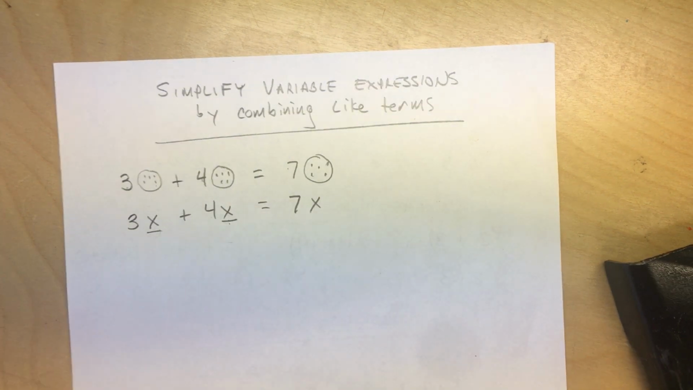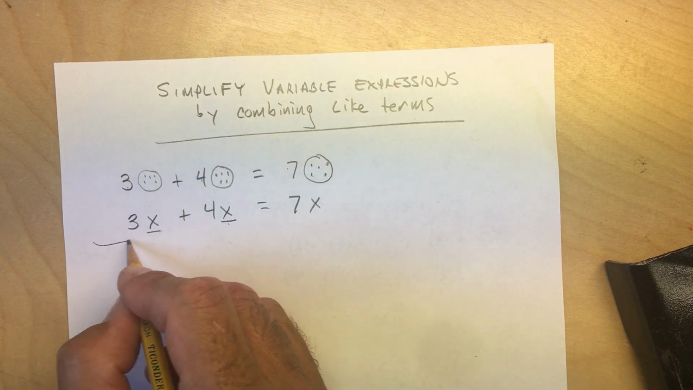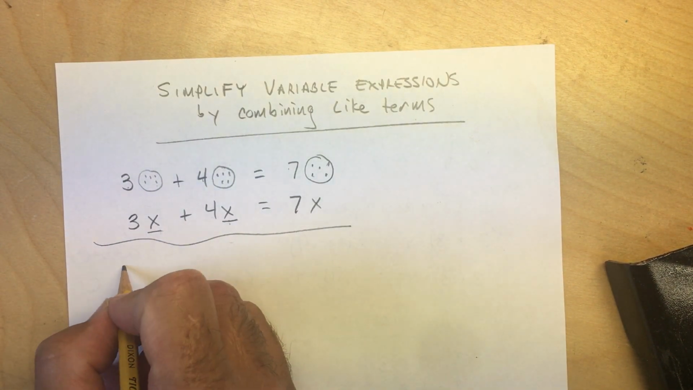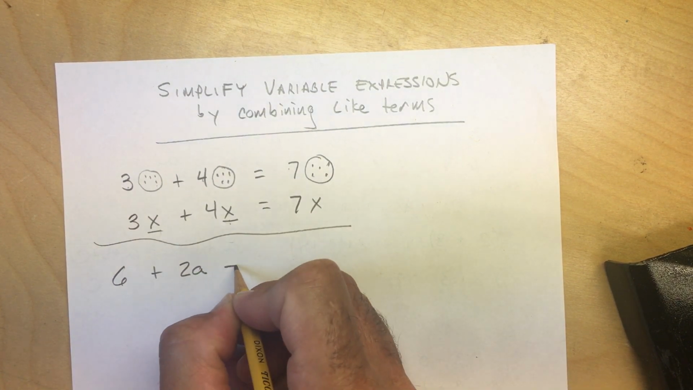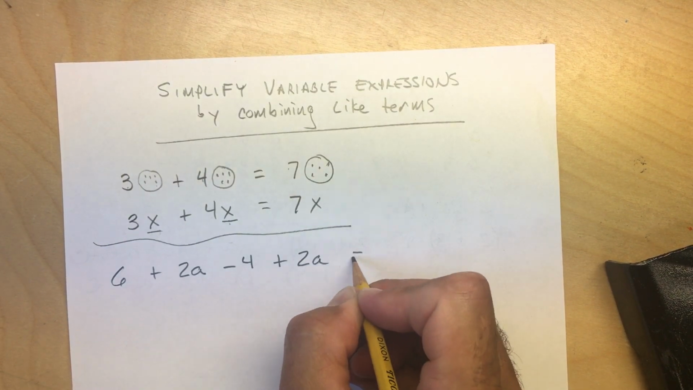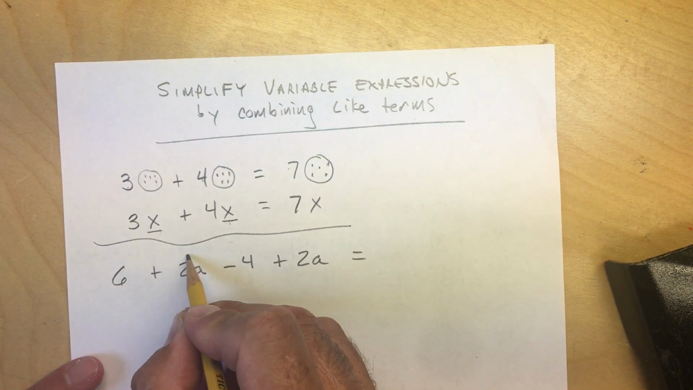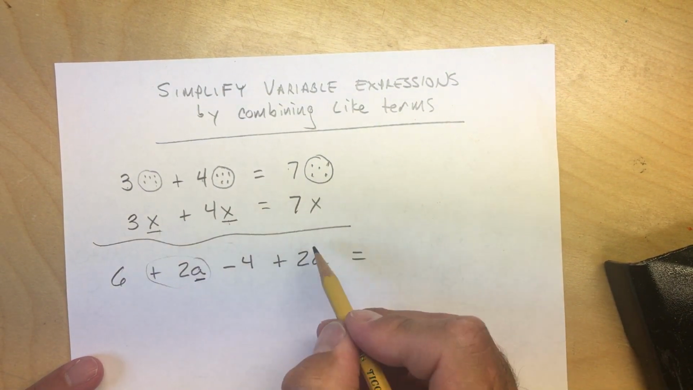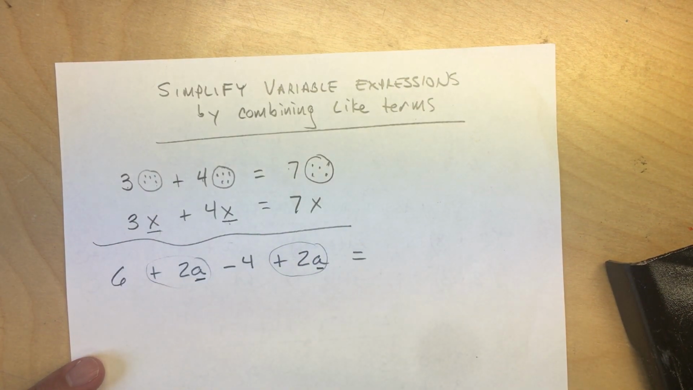Okay? Now, let's do something that's a little more complicated. Let's say we have something that looks like this. 6 plus 2a minus 4 plus 2a. Okay? Now, I see that this term has an a and this term has an a, so those are like terms.